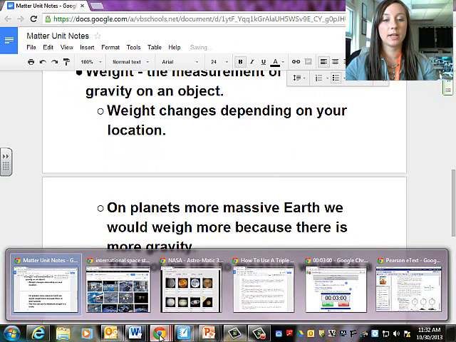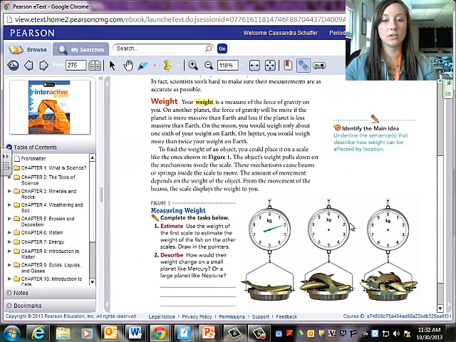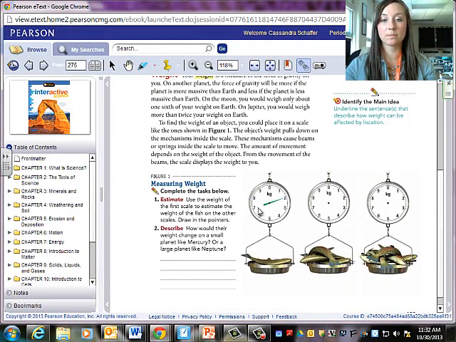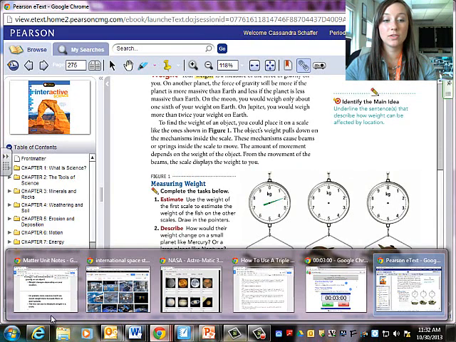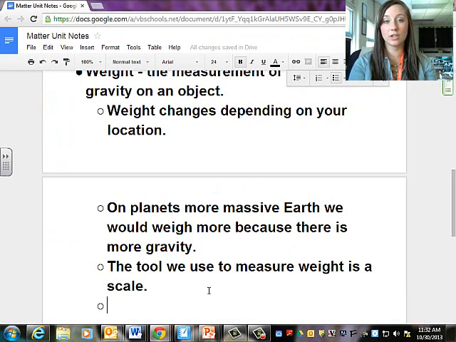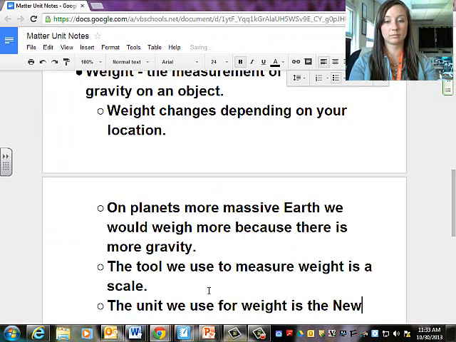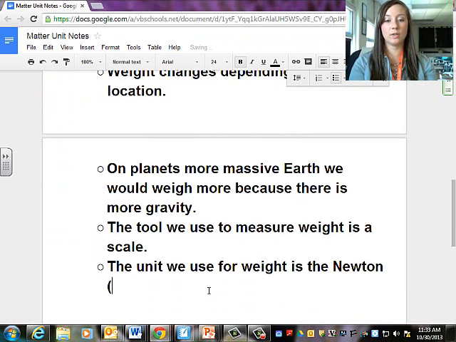Now, in the book, I have a slight issue with our book because it shows it to you in kilograms. Now, we know from class that on our spring scale, the unit that scientists use to measure weight is actually the Newton. So we are going to go ahead and add that. And our abbreviation for Newton is a capital N. Has to be capital, that's important.